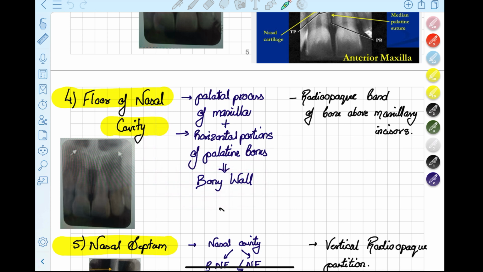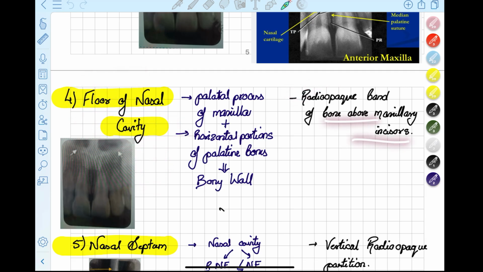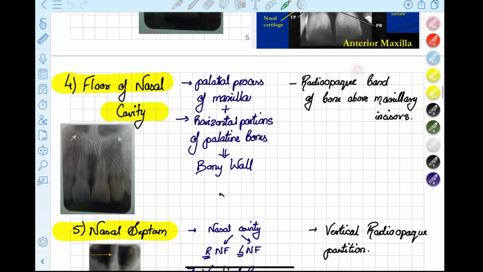Floor of nasal cavity is a radio opaque structure. It is a floor. The cavity appears radiolucent, but the floor appears radio opaque. It is a radio opaque band of bone above the maxillary incisors. This is the floor of nasal cavity. It appears radio opaque, means white or light in color.